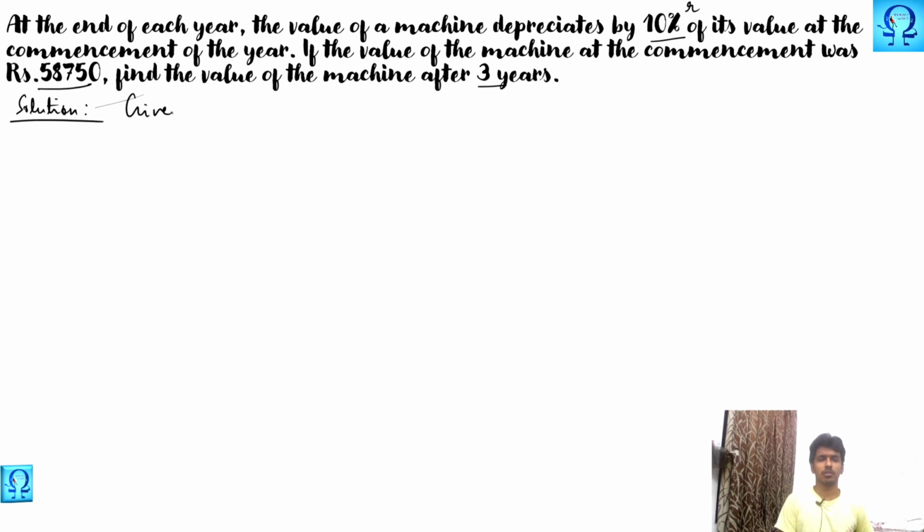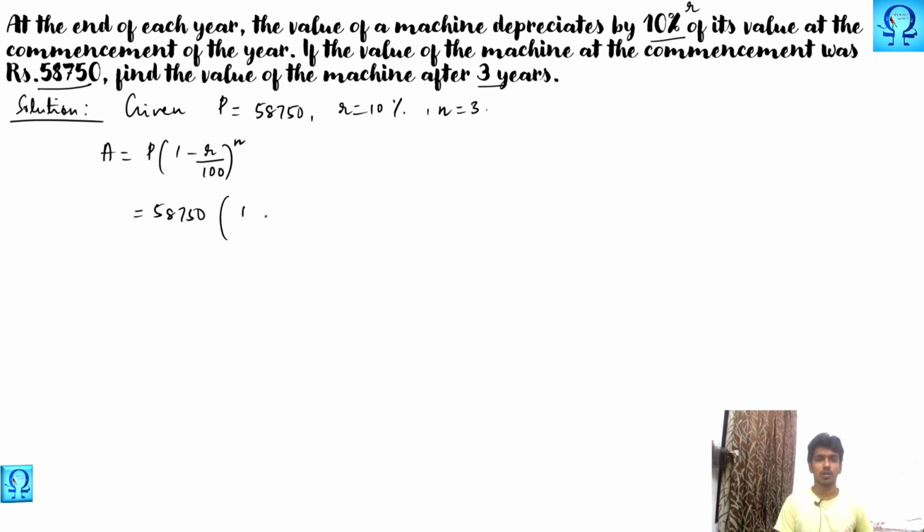From the given information, what we are going to take as P is 58,750, R is 10 percentage, and n is 3 years, right? And we are asked to calculate the machine value. So that we represent by A, and it is P times (1 minus R upon 100) to the power n, and P value is 58,750, and (1 minus 10 upon 100) to the power 3, which is going to be 58,750, and this is 0.1.